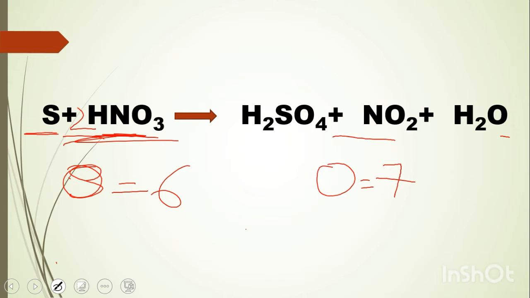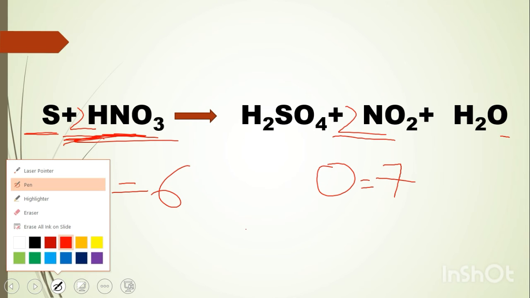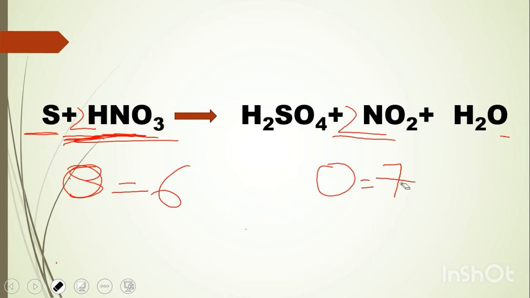We have to check our non-metals again. After putting 2 here, we check the non-metals again. Here the sulfur is balanced, the nitrogen is unbalanced, so multiply this with 2. Now on this side there is a change in the oxygen number: 4, 5, 6, 7, 8 and 9. So we got 9 oxygen here.